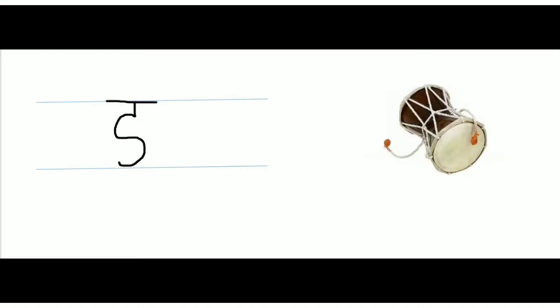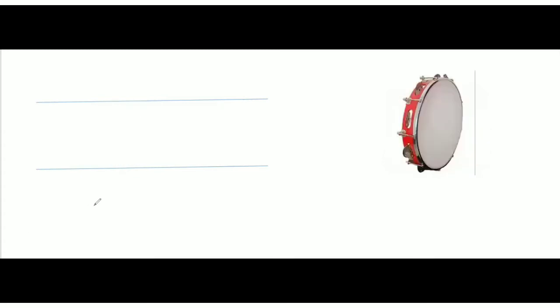D. Say damru. It is a musical instrument. Damru. The next letter is the letter Dh. A little more pronounced, it is Dh.